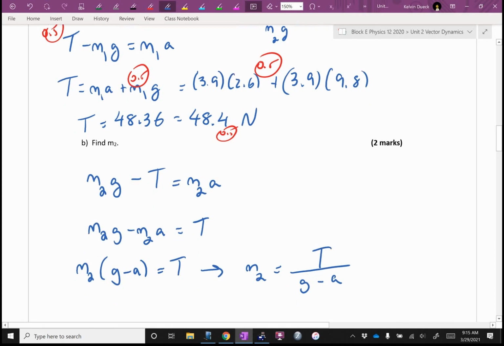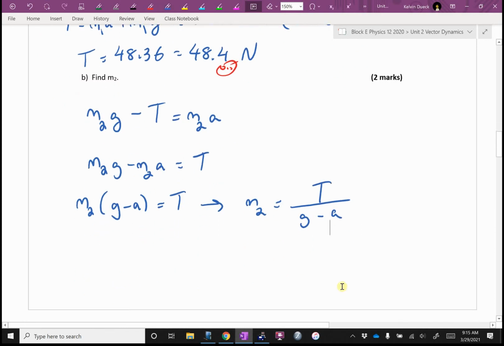You'll know you've done the Atwood machine ones right because it's either going to be tension over G minus A or G plus A, but I've never bothered memorizing what the pattern is. If you memorize the pattern, you go straight to the answer. In this case, Petco, I won't take marks off. I just don't memorize stuff that I can figure out in 2 seconds.